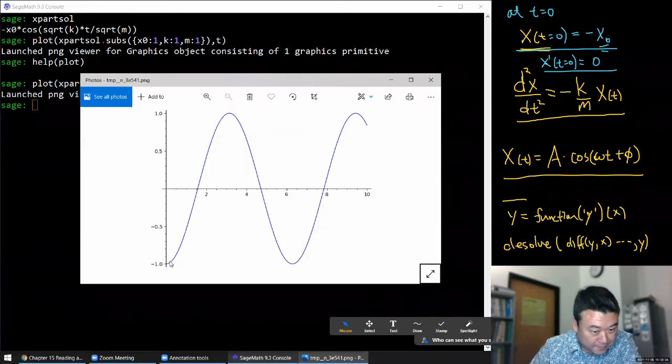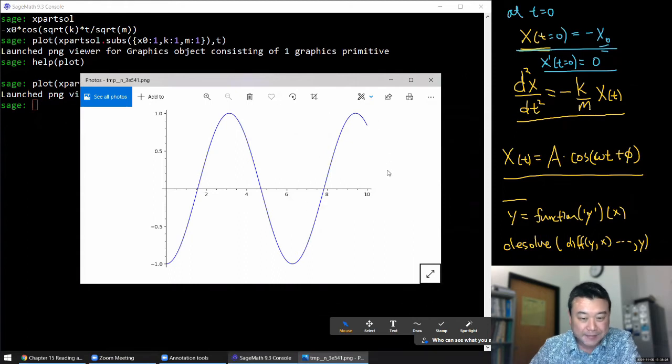Yeah, and this looks oscillatory. It oscillates up and down, and yeah, that's fun. So now that we have a solution like this, we can also do different initial conditions and all that.